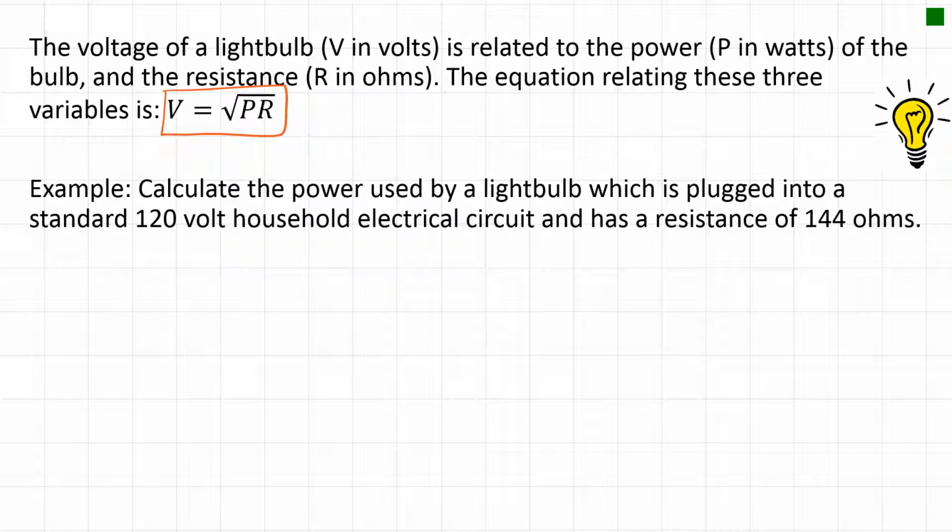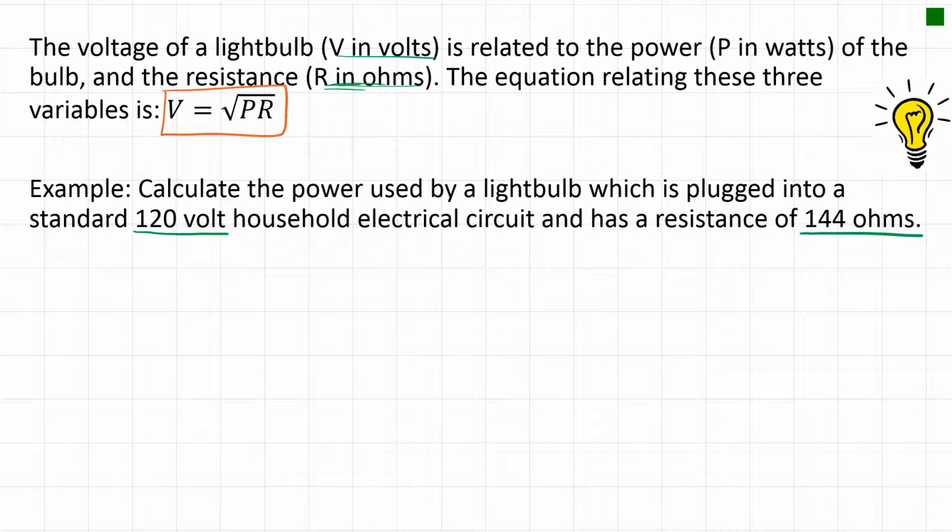So the example would be: calculate the power used by a light bulb, which is plugged into a standard 120 volt household electrical circuit and has a resistance of 144 ohms. So we're told the volts of the whole household electric circuit, which means that we've been told V in the formula. We've also been told the resistance, which is 144 ohms, which means we've been told R in the formula.